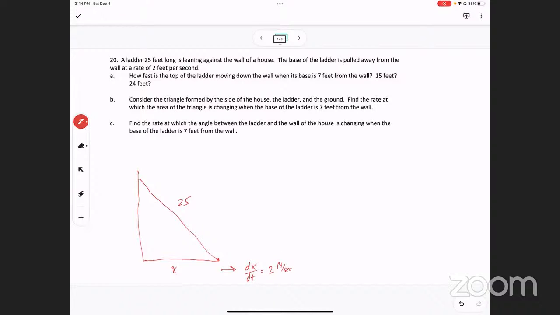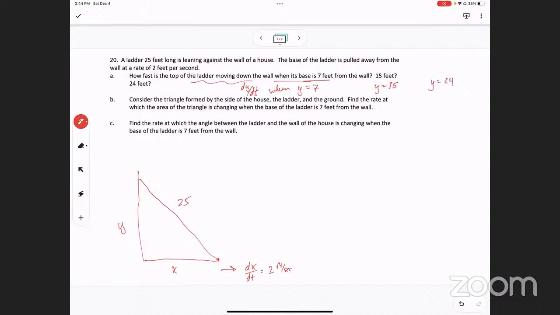Got it? So this is y up here. How fast is the top of the ladder moving down the wall when the base is 7 feet from the wall? So they're asking, what's dy/dt, right? How fast is the ladder moving down? They're asking for dy/dt. When y equals 7, that's what they're asking. And then when y equals 15, and then when y equals 24, they're asking for those two things.